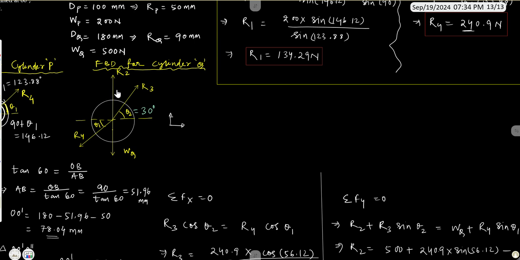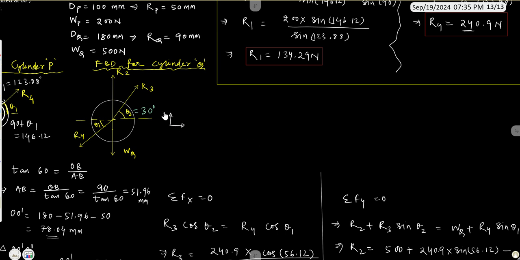So if we want to apply Lami's equation, then we can convert this R2 and WQ into a single force, because they are along the vertical direction, positive or negative y direction, so they can be clubbed into a single force. If I write in the negative y, then I can write it as WQ minus R2, or if I want to write in the direction of positive y, then I can write R2 minus WQ, sorry, this is WQ. So that is how we can combine these two forces into a single force, and directly we can use Lami's theorem, right?